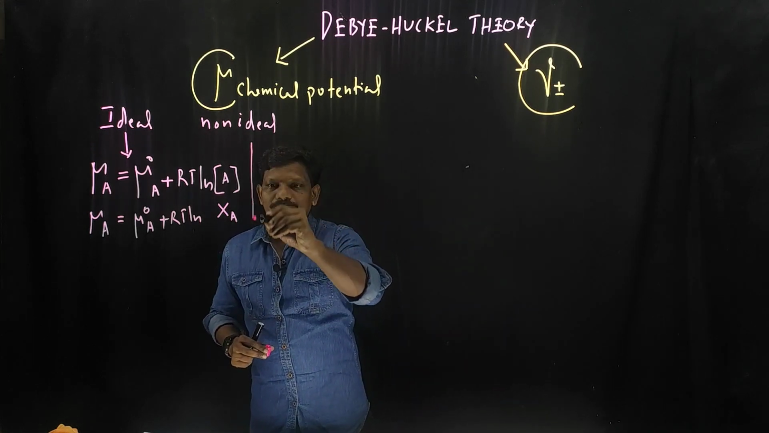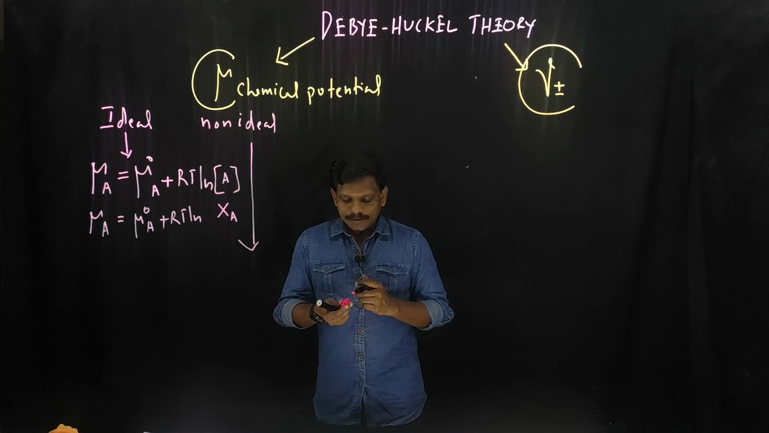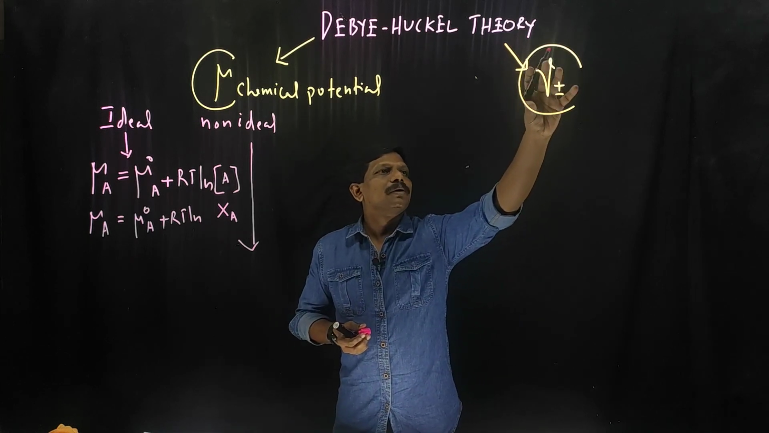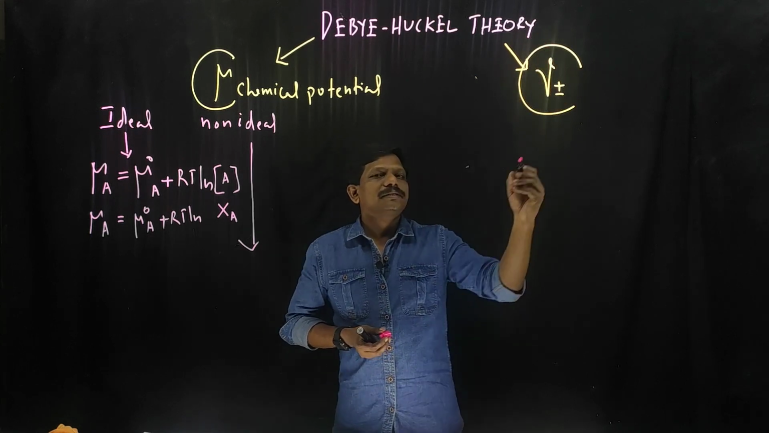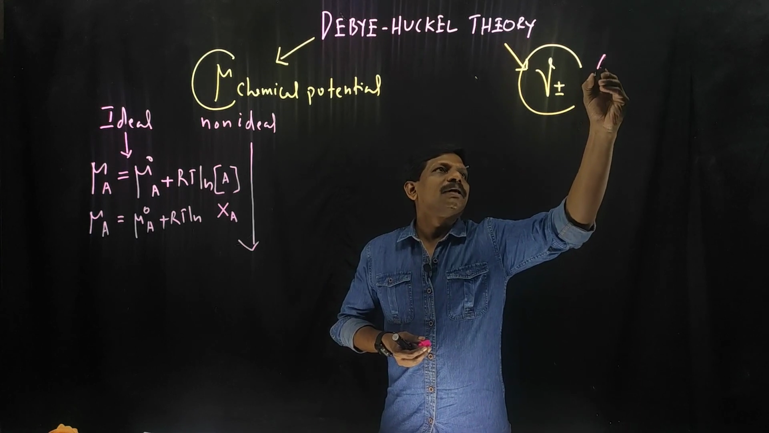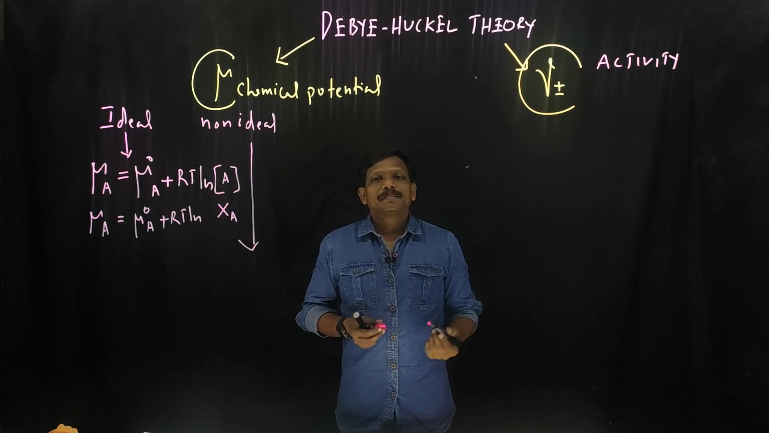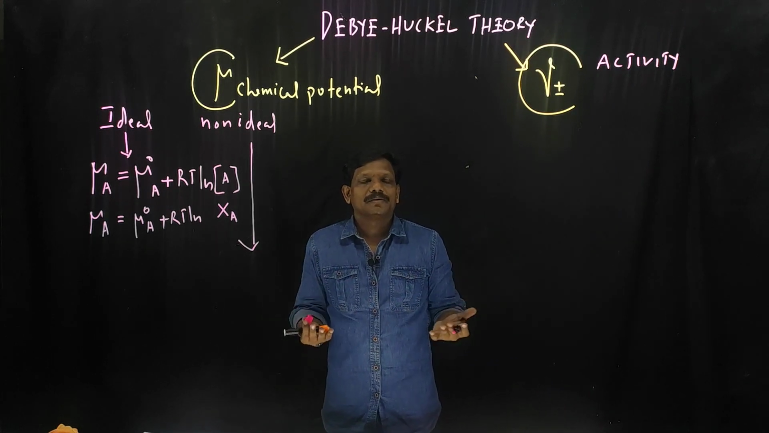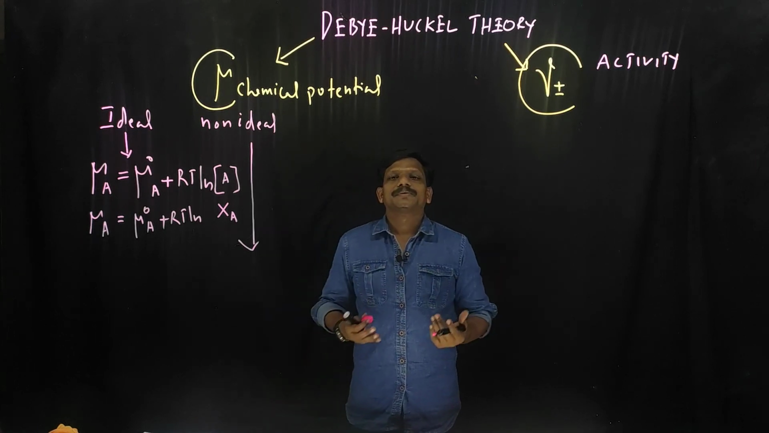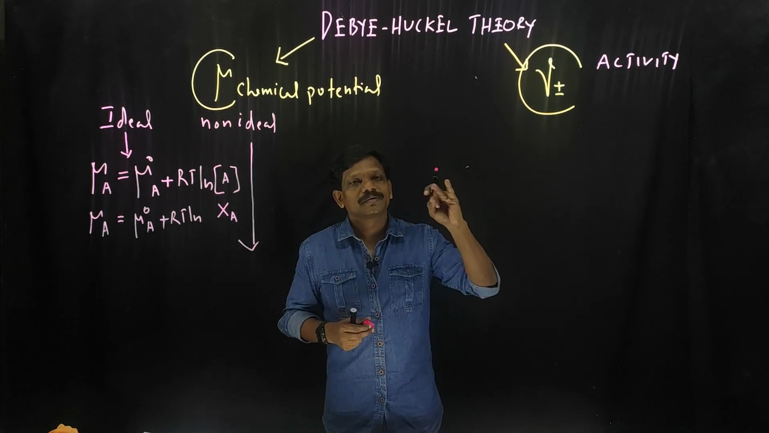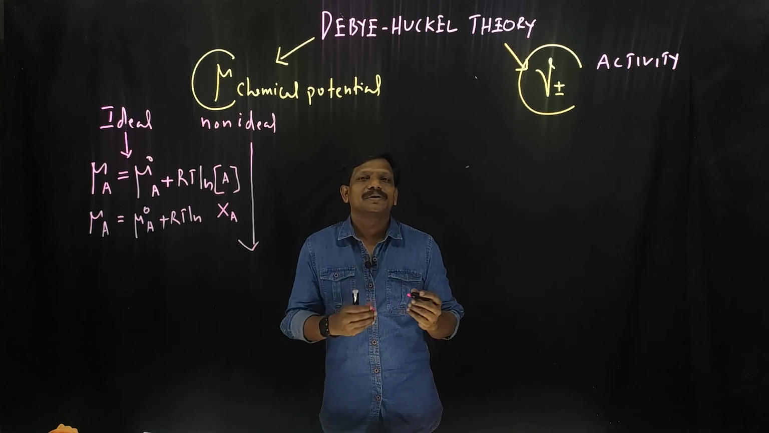So what about the ideal case, and what about the non-ideal case? I told you already about the mean activity coefficient. It comes from the concept called activity. I told you that activity is the perceived concentration, also known as the effective concentration. There are two types of concentration: one is the perceived concentration, the other is the real concentration.